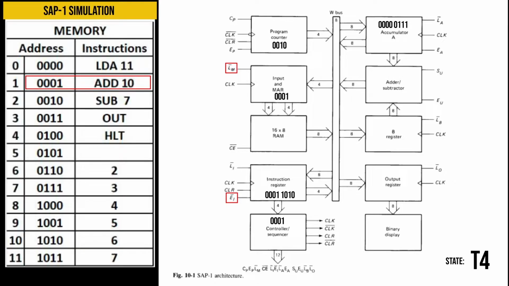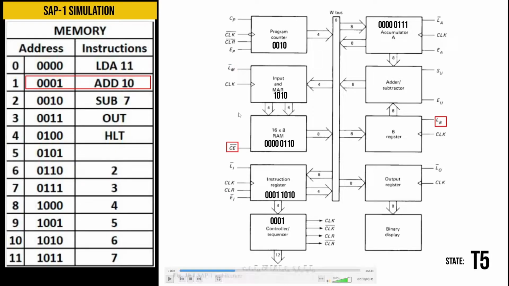And at T4, the active pins will be EI and LM from the input and MAR. So the lower nibble will go to the LM input and MAR and overwrite the value there, going to the W bus. So it will always give the 8-bit value if it's 4-bit in T4.